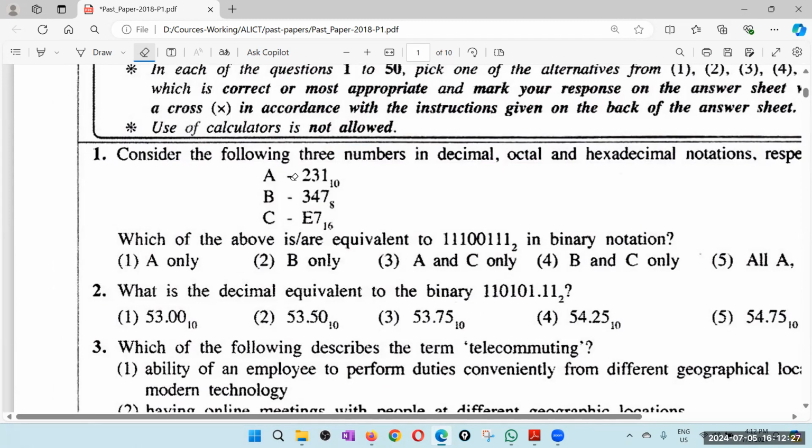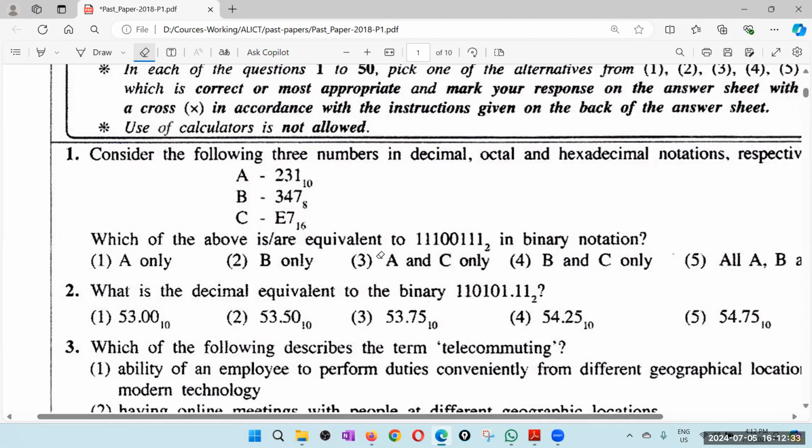Consider the following 3 numbers in decimal, octal, and hexadecimal notations. Maybe we have done these questions while we did the topic as well, but anyway, we'll do it. Which of the above is equivalent to 111001111? Remember, it's easier to convert. You can see that multiple answers are possible, so we need to convert each and every one and see.